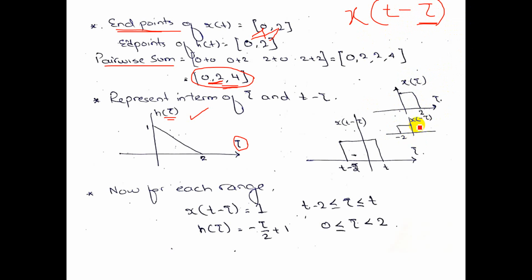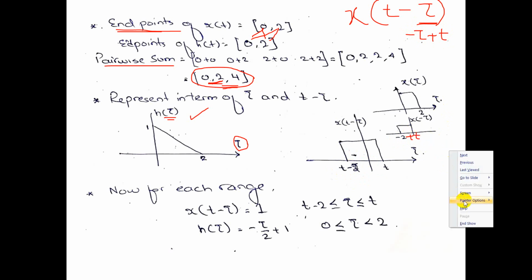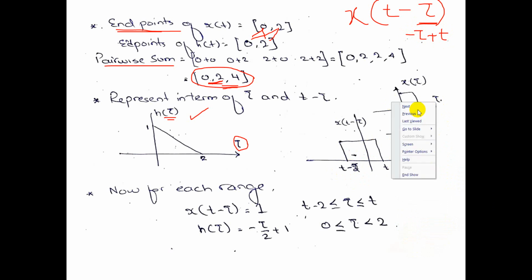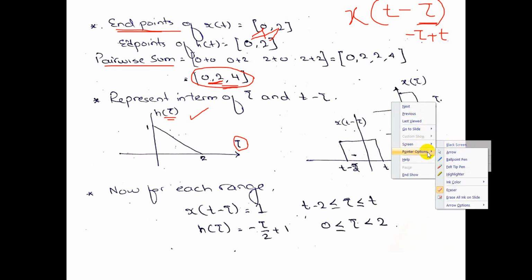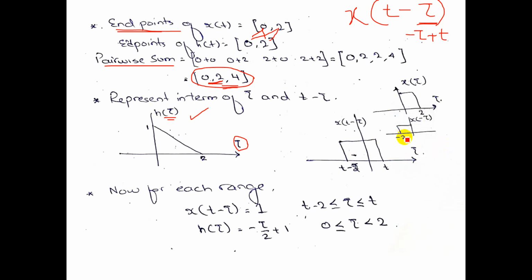Next step is I need to do t minus tau. So it's simple, it's with minus tau. I can say minus tau plus t. Whatever value I have here, I will add t to it. So it means minus 2 plus t and 0 plus t. Let's suppose t is some positive value, so t is this value and this will be t minus 2. Okay, simple.